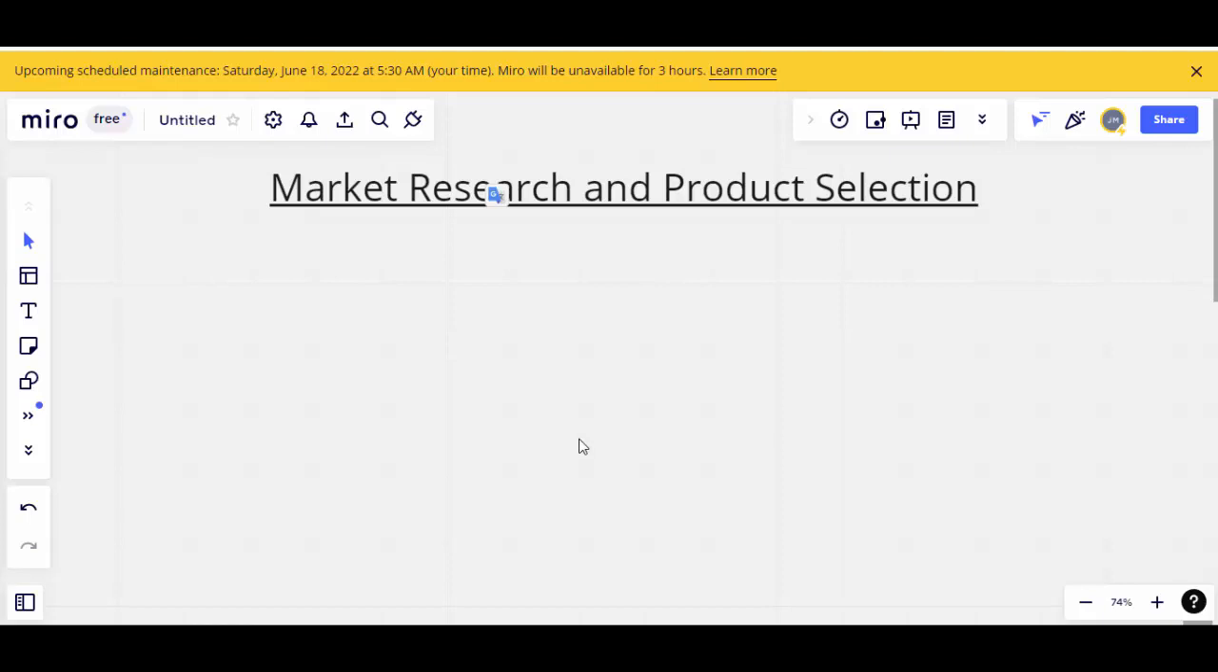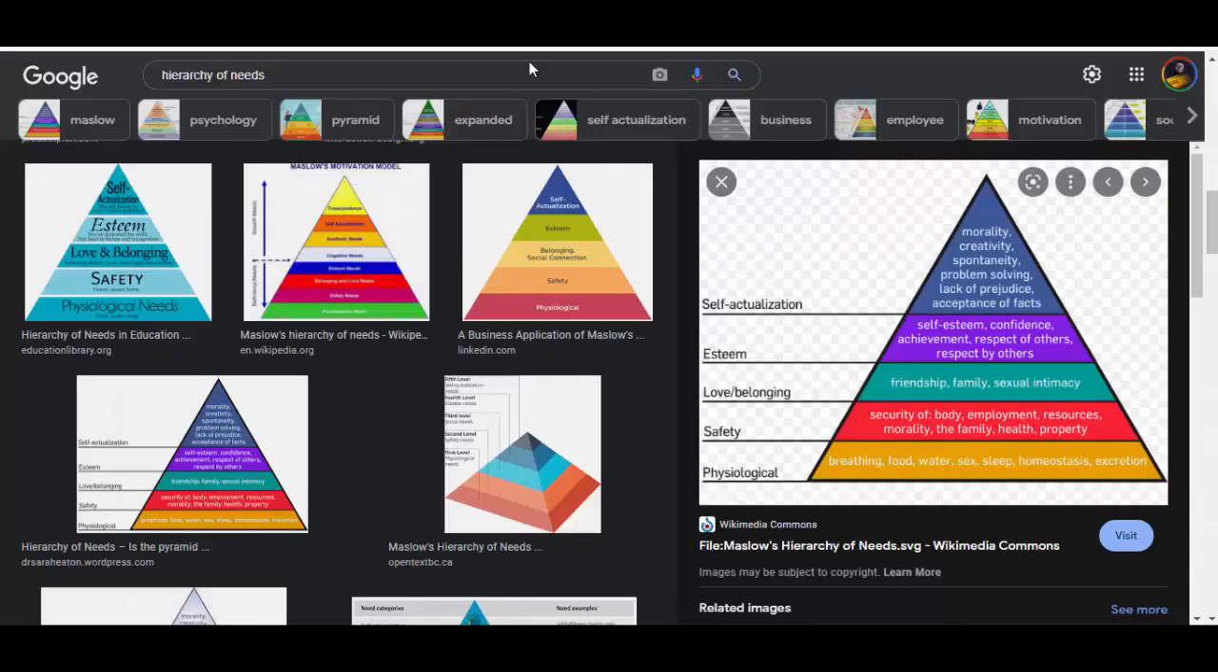Alright, so let's go over how you can go about your product research as well as the market research. Before you dive into selling any product, you need to first settle on the market, okay? There are a few things I always tell people when it comes to choosing a market to sell to. But the first thing you need to consider is Maslow's hierarchy of needs. It's important that you understand what this pyramid truly is.